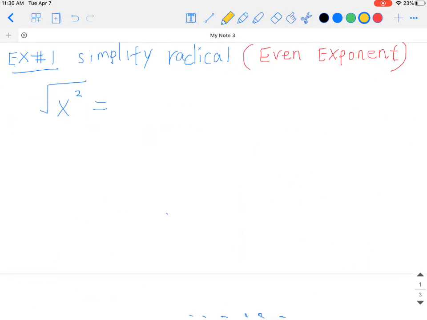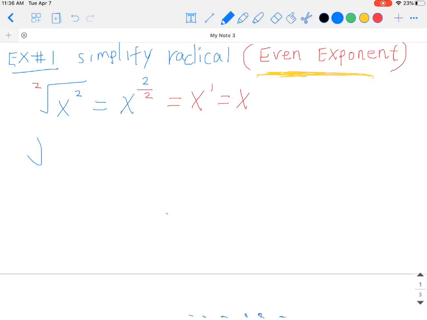How to simplify the radical? The trick is, as long as they are even exponents, you divide by 2. So for example, you have x squared and take the square root of it. Then you take out x squared and the square root, there's an imaginary 2 here, so I divide by 2. So x to the 1 equals x.